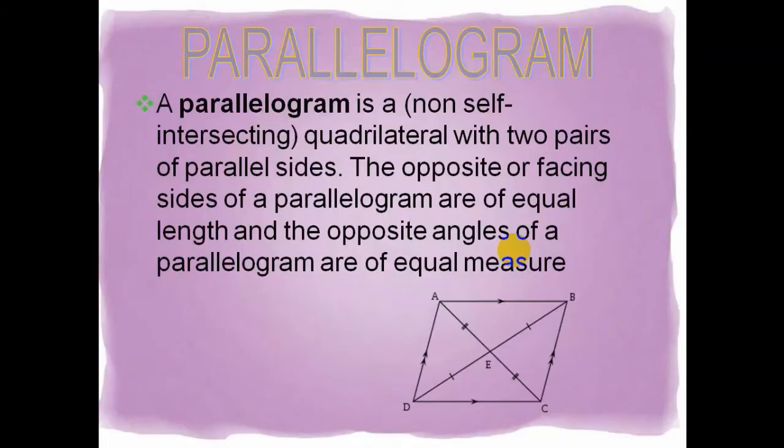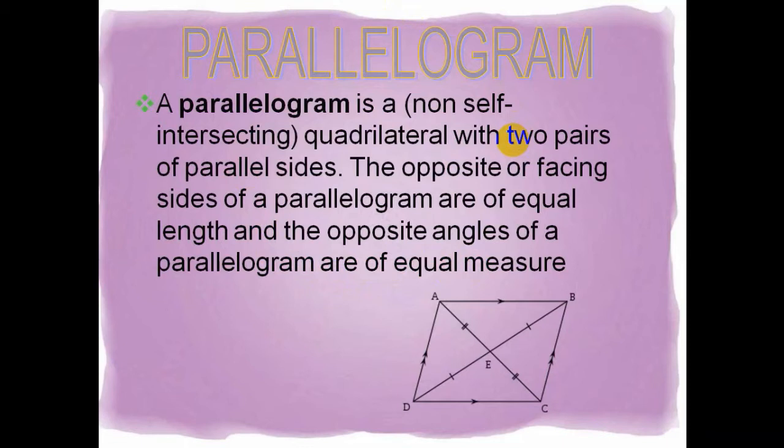Now parallelogram. A parallelogram is a non-self-intersecting quadrilateral with two pairs of parallel sides. The opposite or facing sides of a parallelogram are of equal length, and the opposite angles of a parallelogram are of equal measure. So, dear students, square and rectangle are actually types of parallelogram.